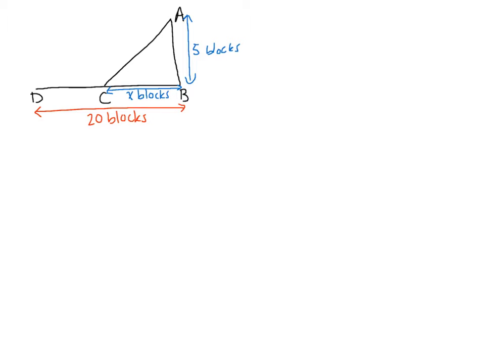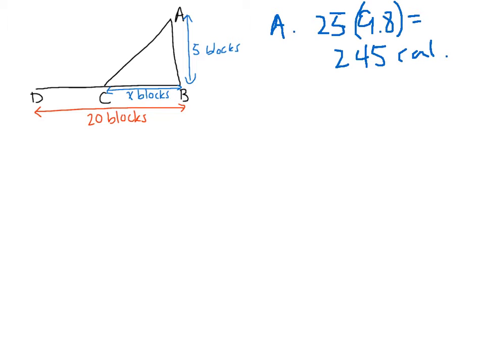In part A of the question, Mrs. Leggard is running from point A to point B, and then from point B to point D, and we need to know how many calories she will burn. So total, she's running 25 blocks, and she's burning 9.8 calories per block. If we multiply 25 times 9.8, we are going to get 245 calories for part A.